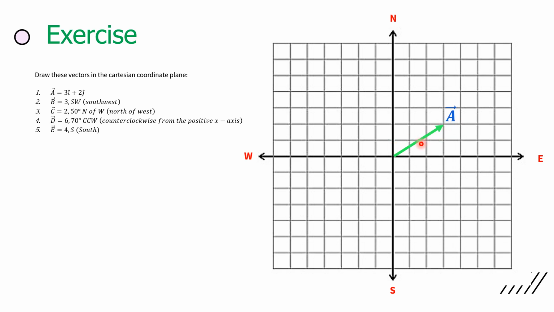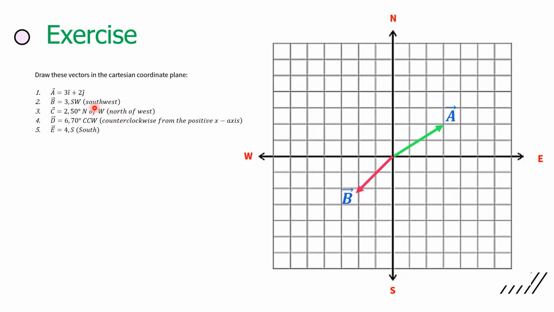Now vector B is equal to 3 units southwest. So when we say southwest, this is midway between the south and the west direction, meaning to say 45 degrees from the west going to the south and 45 degrees from the south going to the west. So we draw a vector that has a length of exactly 3 units midway between the negative x-axis and the negative y-axis. So we have vector B here. It is in the third quadrant.